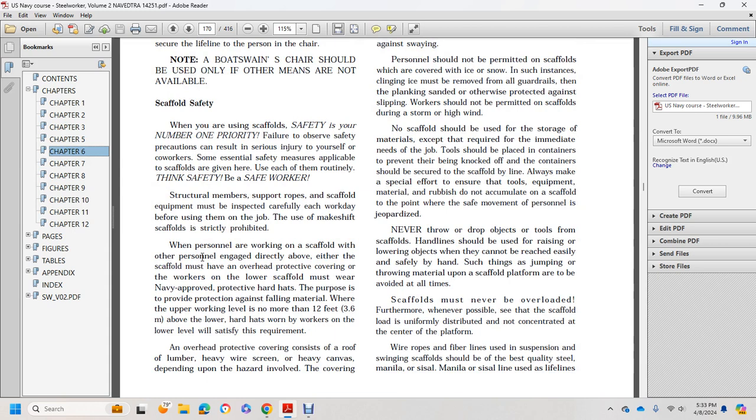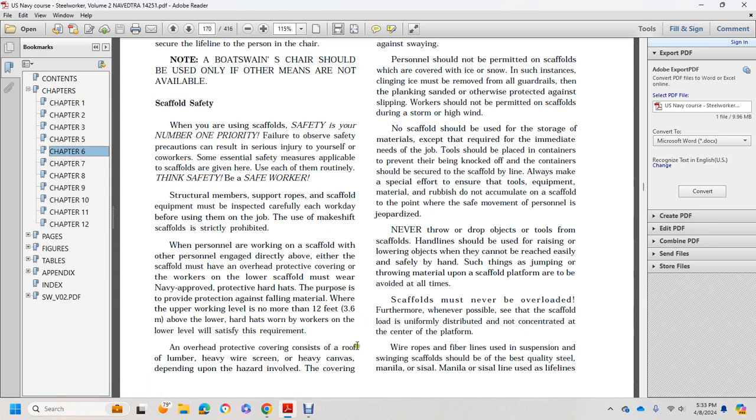When a person is working on a scaffold and another person is engaged directly above it, the scaffold must have overhead protective covering for the workers. Lower scaffold workers must wear approved hard hats for protection against falling material. Where the upper working level is more than 12 feet above the lower, hard hats worn by workers on the lower level will satisfy the requirement.